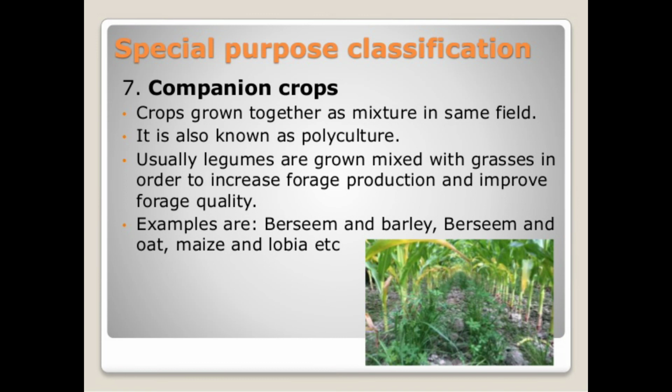Then companion crops are grown together as a mixture in the same field, also known as polyculture. Usually legumes are grown mixed with grasses in order to increase forage production and improve forage quality, like berseem with barley, berseem with oat, maize with lobia. These are intercropping or mixed cropping operations.